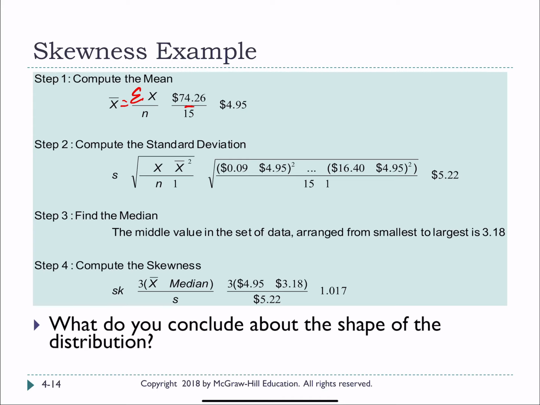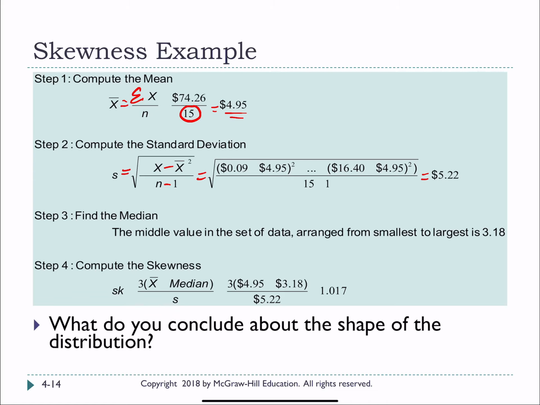Again, we had 15 observations in our sample, and if we summed up all the values, it would be 74.26. So my mean here is 4.95. Then we're going to calculate, again, I don't know why the formulas didn't carry over, but here we go. Let me fix that. There. So now we're going to calculate the standard deviation.